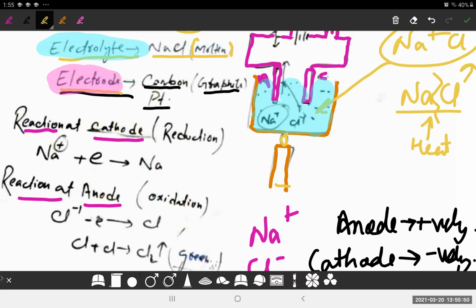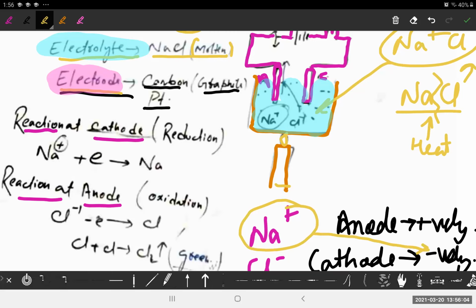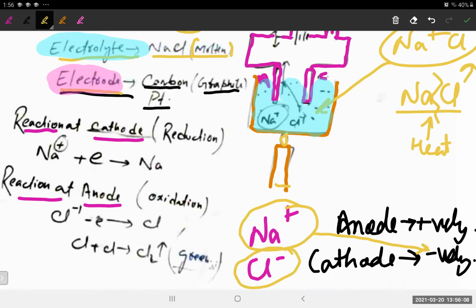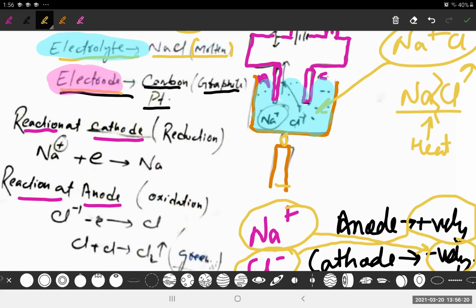Now reaction at cathode, let's see. Cathode is what? Negative. So negative attracts positive, isn't it? So the Na plus will get attracted to this negative. So Na plus has gone to the cathode, and at the anode, what will happen? The Cl minus will be attracted to the positive, that is the anode. Okay, is it clear? This much is clear. Now let's see what is the reaction happening. What is the give and take of ions happening? What is the give and take of electrons happening?